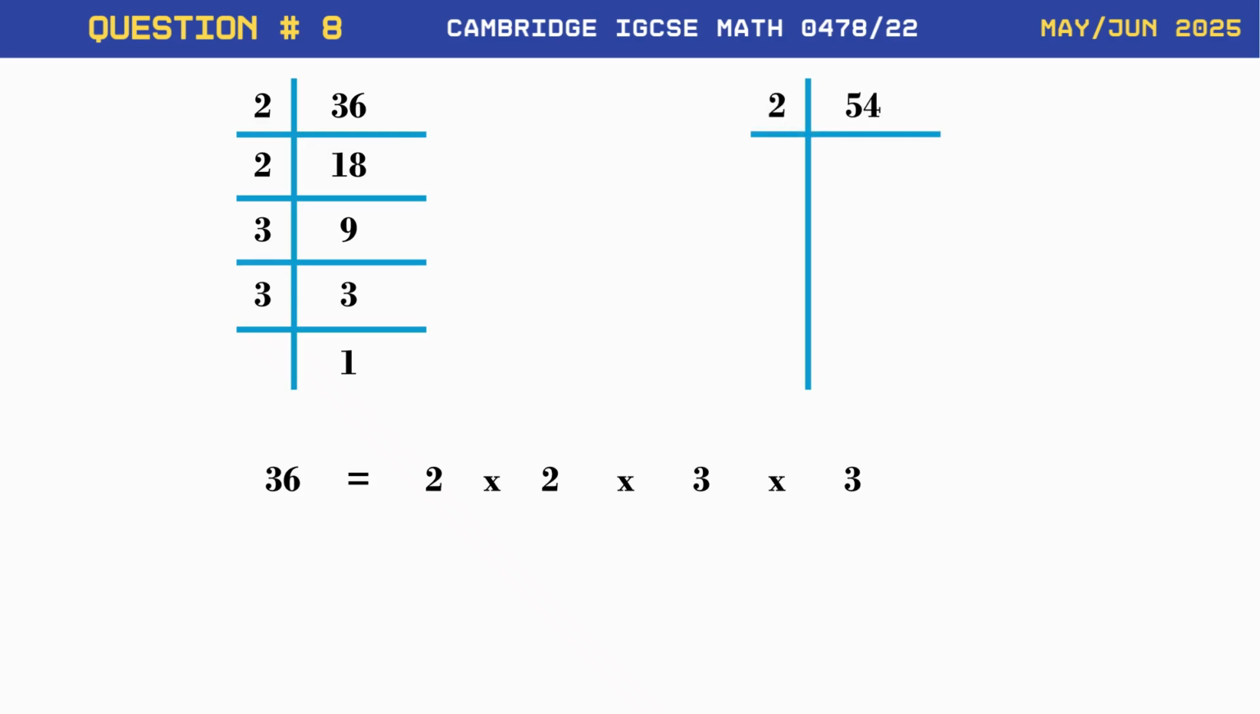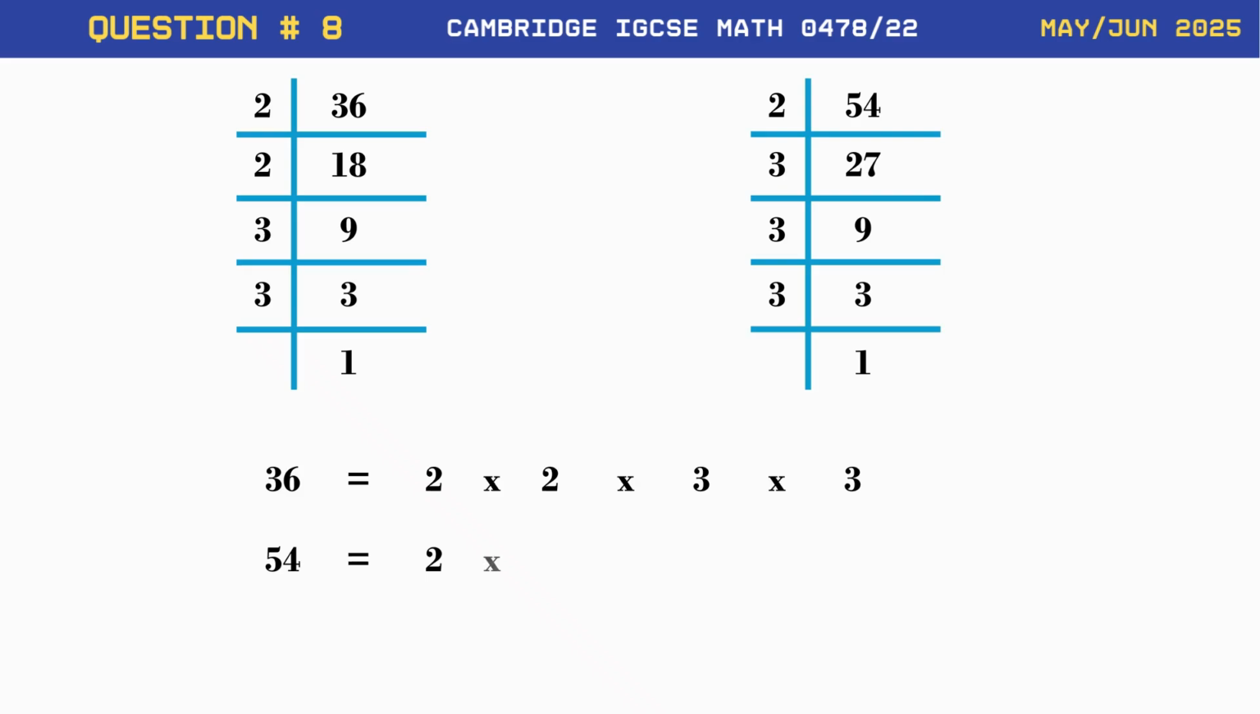Divide 54 by 2, which results in 27. Divide 27 by 3, which will result in 9. Divide 9 by 3, which results in 3. Divide 3 by 3, which will result in 1, which cannot be divided further. So the prime factors of 54 are 2 multiplied by 3 multiplied by 3 multiplied by 3.